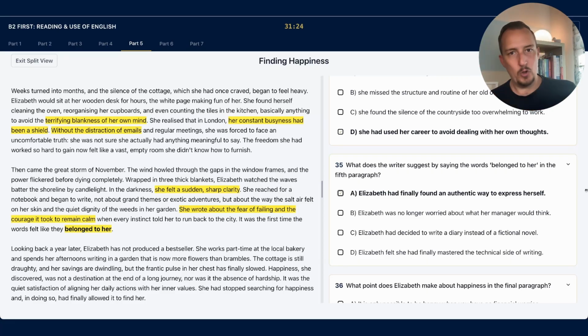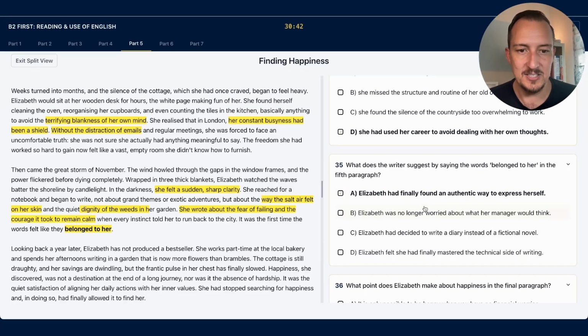So at the beginning, she didn't know what to say, right? We saw that in the last paragraph. And now all of a sudden, she's found the words. And she felt a sudden sharp clarity. And it says here, she wrote about failing and remaining calm. So it was the first time the words felt like they belonged to her. So there's a sense of realness here. She's writing about something she knows, things that she has felt. So, by the way the salt air felt on her skin, the weeds in the garden, for example. So these are real things or authentic things. So A is the correct answer.